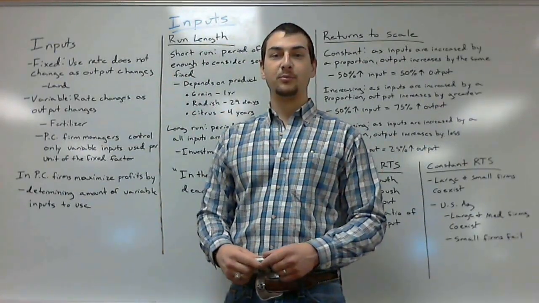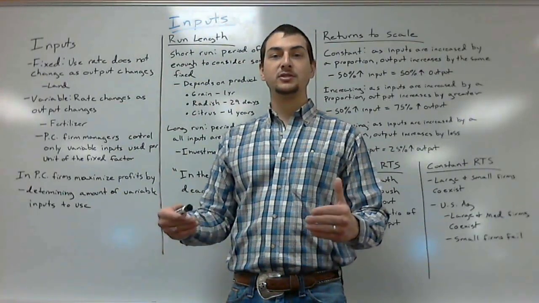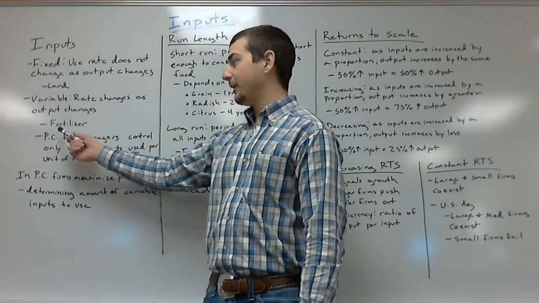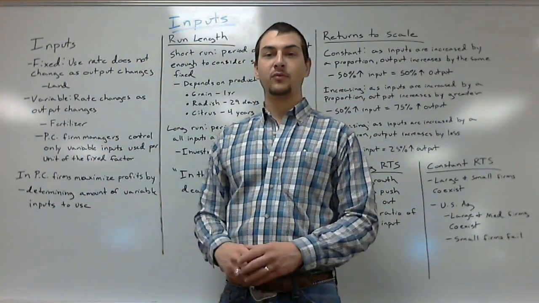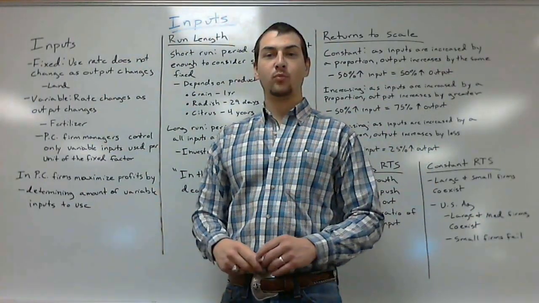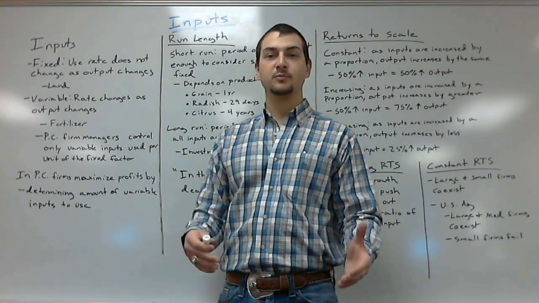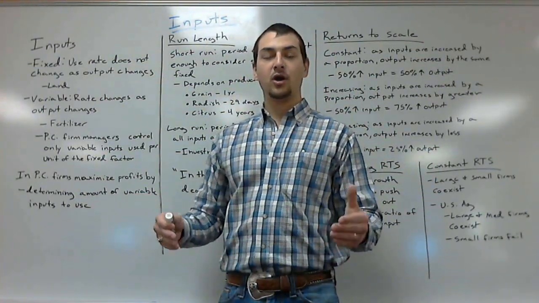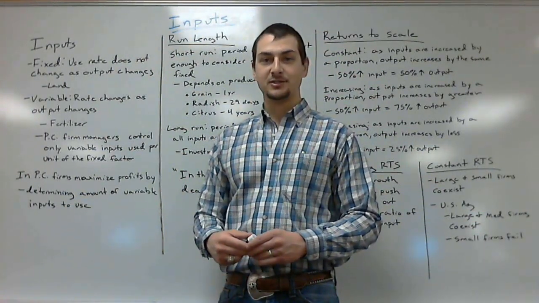The second type of input is a variable input. Now for variable inputs, the rates do change based off of the level of output. So an example of that might be fertilizer. If you want to increase output on a type of crop, you might often have to add more fertilizer. Well, as you add more fertilizer, it increased the cost, but it also increased output. So for variable inputs, the costs of those inputs change as output changes.